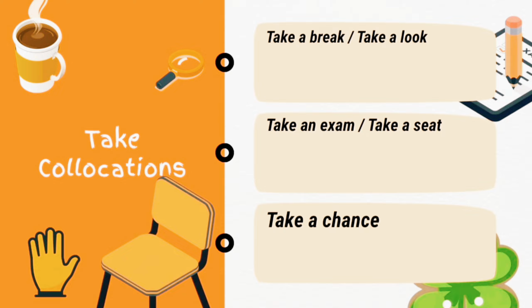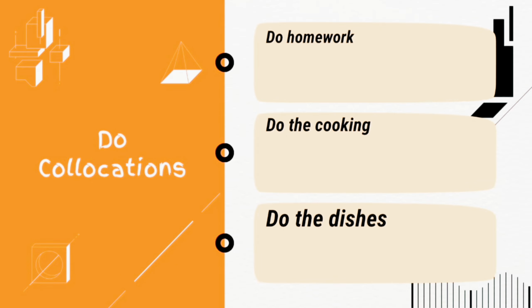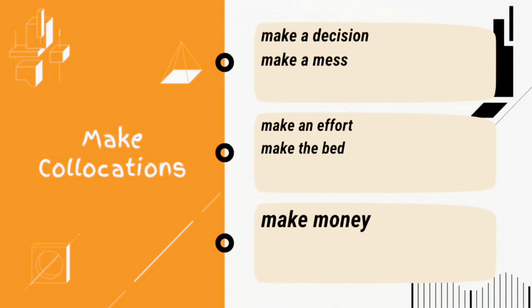Depends on you. We have the do collocations: do homework, like complete schoolwork, do the cooking, like cook food, do the dishes, wash the dishes. Do is for work, tasks, and responsibility. Easy peasy lemon squeezy.